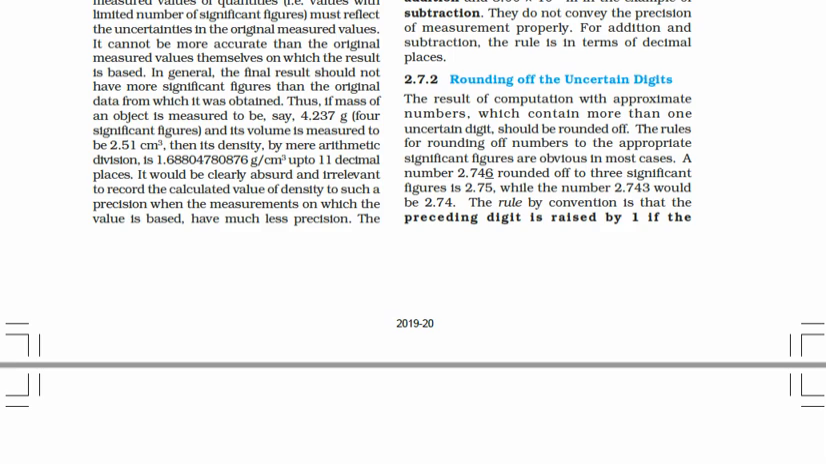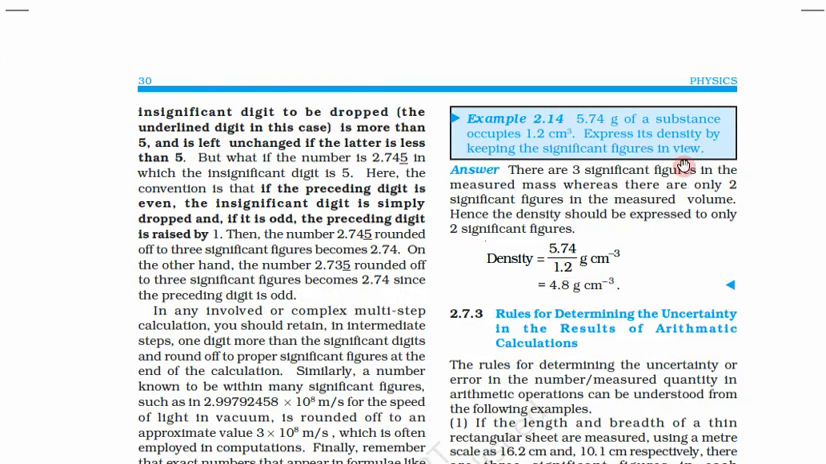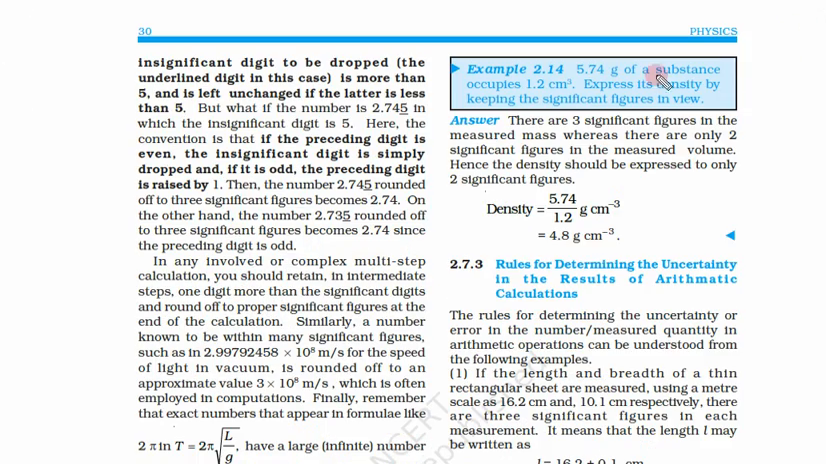Now there is a special case. What will happen when we get this uncertain digit to be exactly 5? So this number is 2.745. Here this last digit is 5. Then what should we do? We must have a rule for this, that if there is 5, then what should we do?